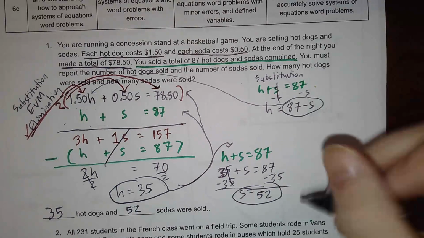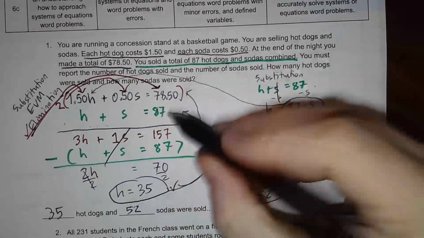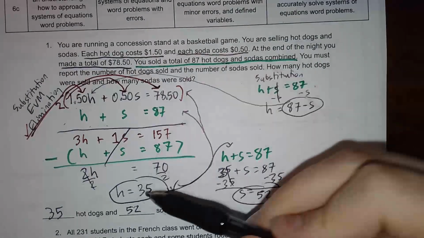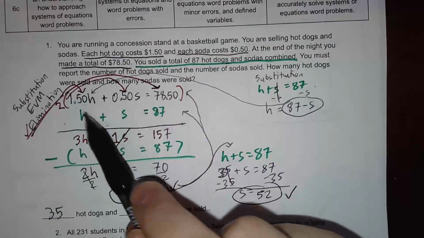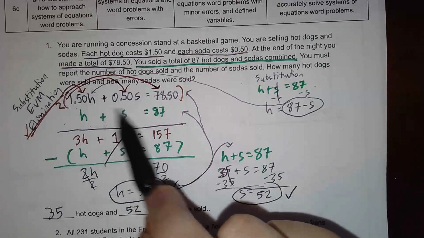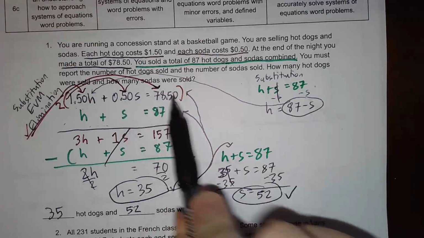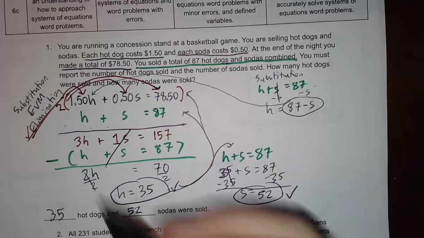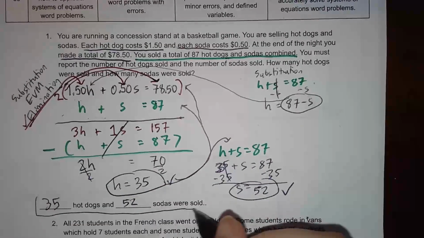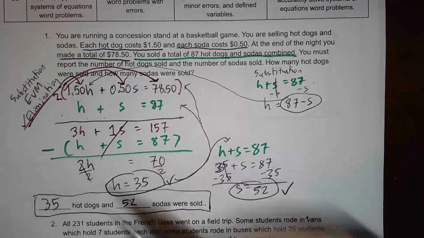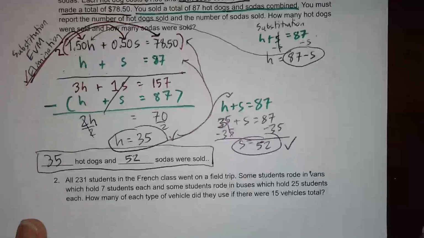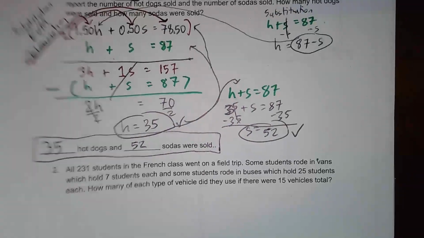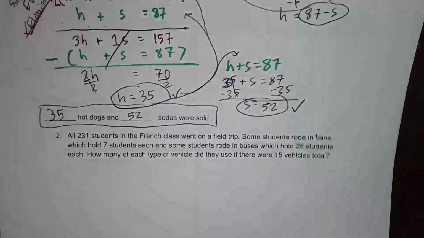Now you can confirm that those two numbers do add up to 87, which it does say right there. And you can also check your work by plugging them in, or substituting them both in, to see if you made the right sales or chose the right amount of hot dogs and sodas. But since I've already checked this work, the answer is 35 hot dogs and 52 sodas. Okay, next up is problem number 2.